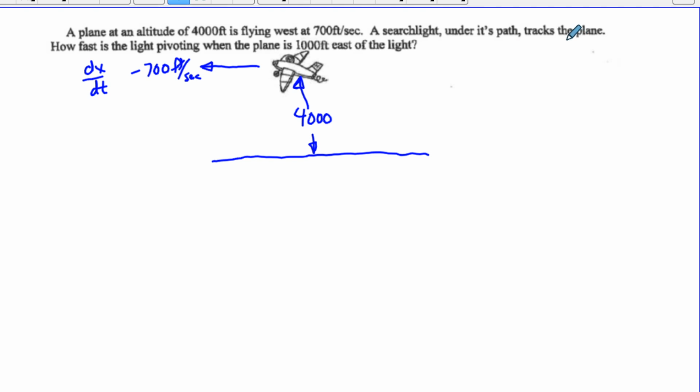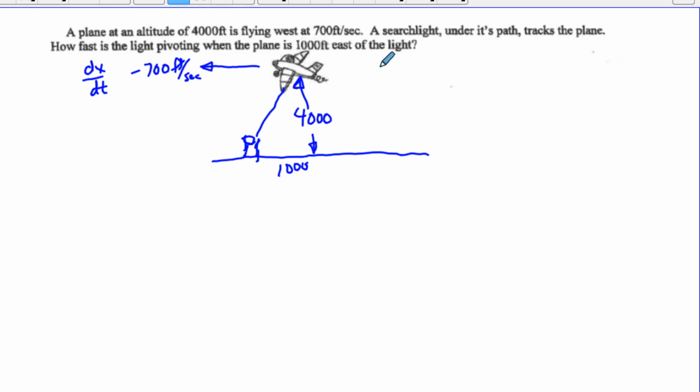A searchlight under its path tracks the plane. How fast is the light pivoting when the plane is 1,000 feet east of the light? Well, here's the plane. Here's the ground level. If the plane is east of the light, the light has to be 1,000 feet west of the plane. So we'll say here's our light. We've got this searchlight right here that's going to be shining on this plane going this way, and the plane is 1,000 feet to the east.